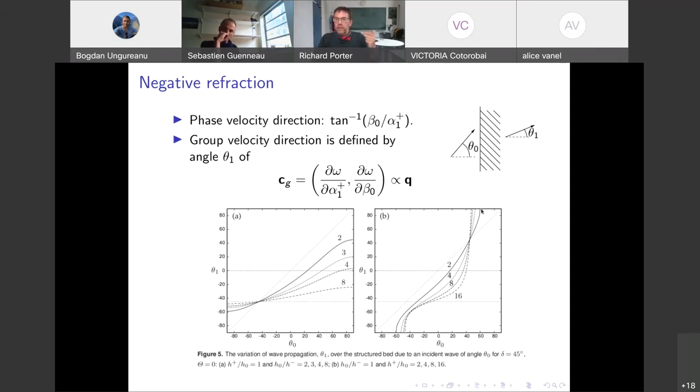And here you can see that I also get total internal reflection. So not all incident wave angles give rise to a flow of energy away from the interface.